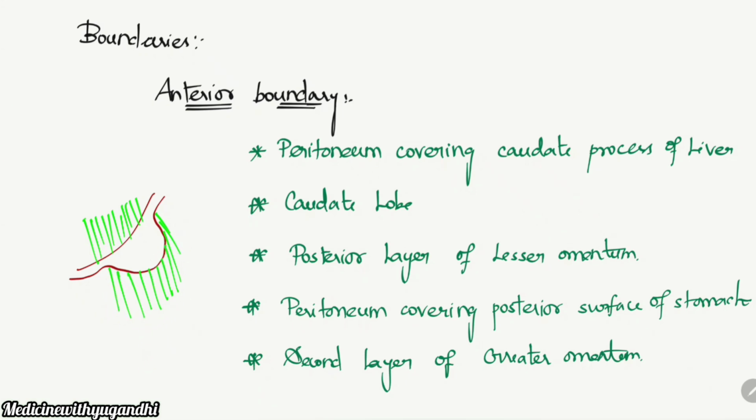This first layer and second layer of the greater omentum fold upon themselves to form the third and fourth layer. The second layer actually forms the third layer, and the first layer actually forms the fourth layer of the greater omentum, within which lies the splenic recess of the lesser sac. Of course, this will be discussed in a detailed manner.